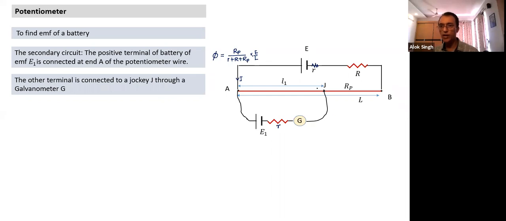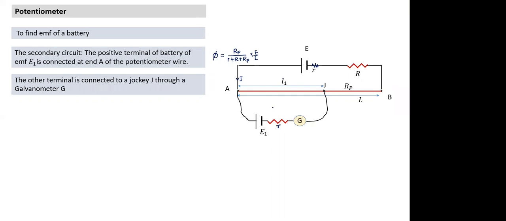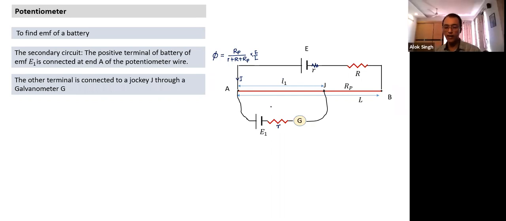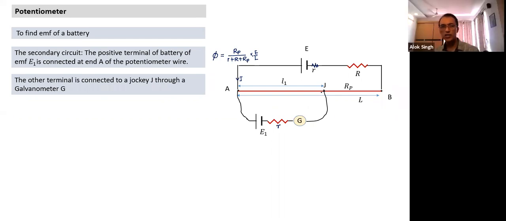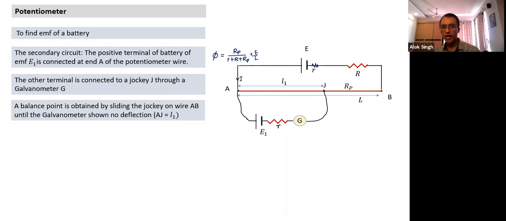So when we connect here, what happens? There are two loops now: the primary circuit, the upper part, and the secondary circuit. What we do here also is find a balanced condition. What do you think would be the balanced condition? Current will be zero. How do we get a balanced condition? The balance point is obtained by sliding the jockey on the wire AB. We keep shifting the jockey here and there until we come to a point where we find the current through the galvanometer has become zero. That's called the balance point. And let's say the balancing length is L1.